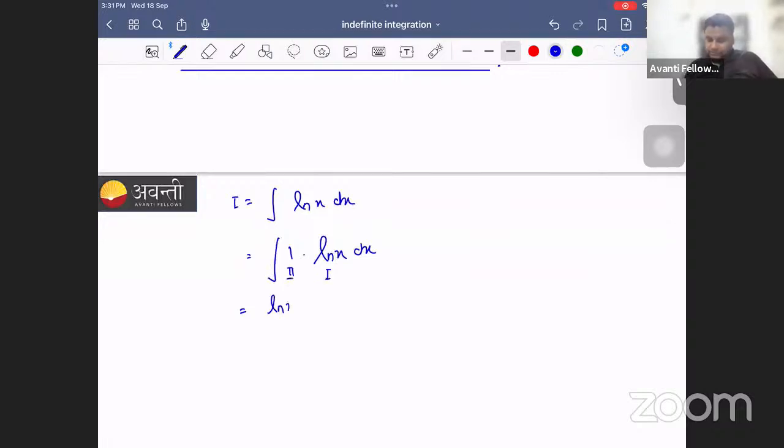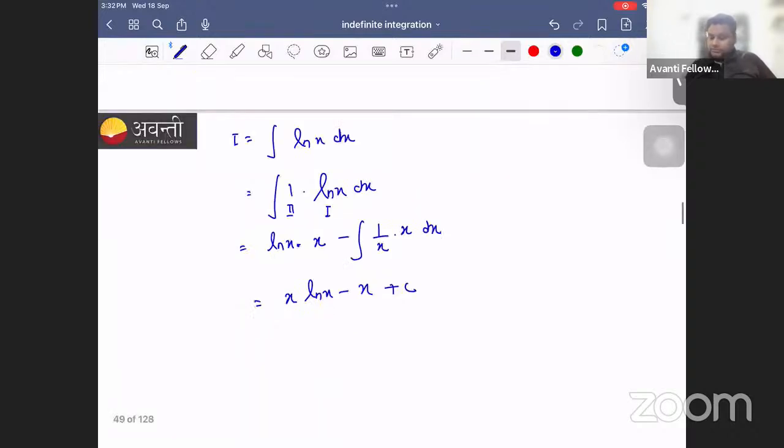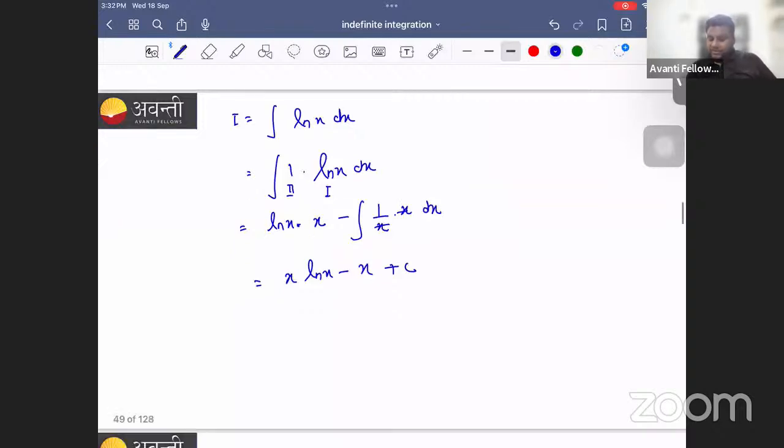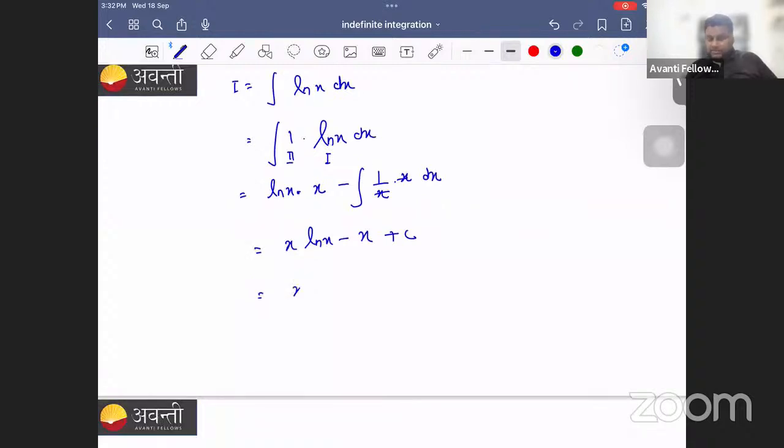So first, integration of second, integration of one is x, minus integration derivative of first, ln x derivative 1 by x, integration of second x dx. So it is x ln x minus x plus constant. This will cut, you will get 1. So it will be x ln x minus x. Got it? So answer is x times ln x minus 1 plus constant.